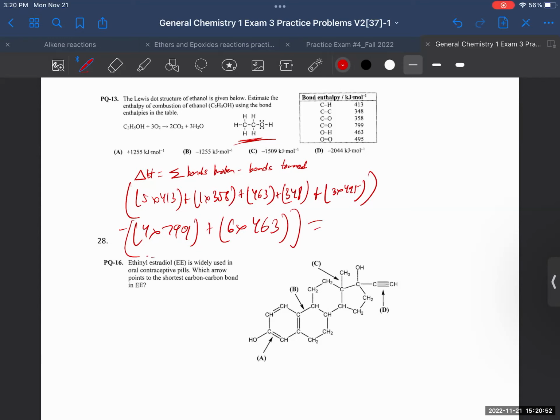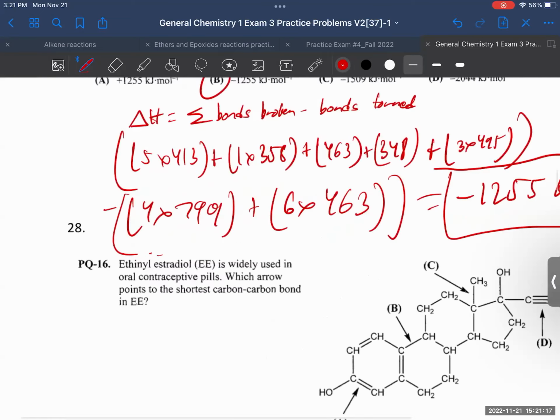And what did Audi get? Audi, what did you get? And B happens to be, well, if you're going to be wrong, you might as well be. I'm just kidding, you're right. Thank goodness. All right, negative 1255 kilojoules. That's correct.